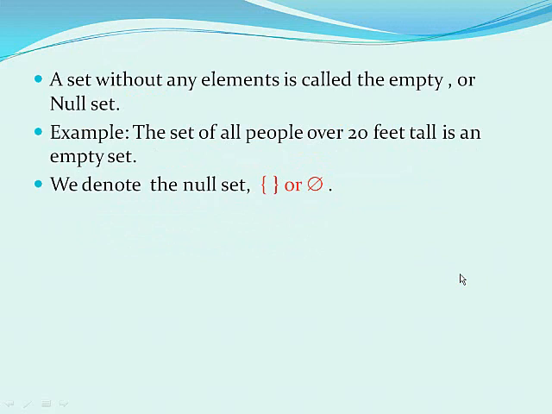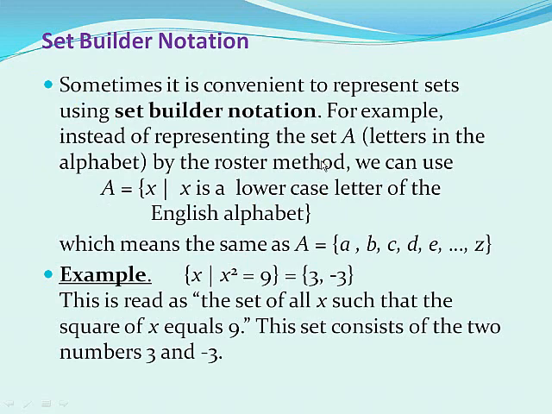A set without any elements is called the empty or the null set. For example, the set of all people over 20 feet tall is an empty set. We denote the empty set using these notations: curly brackets without any listing of members in them, or the Greek letter phi.